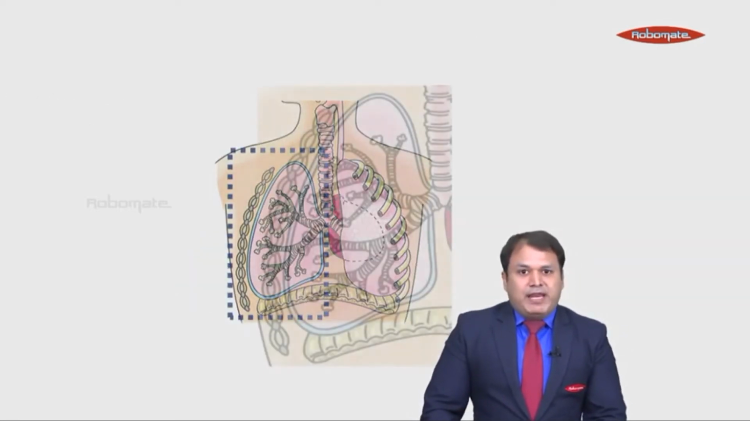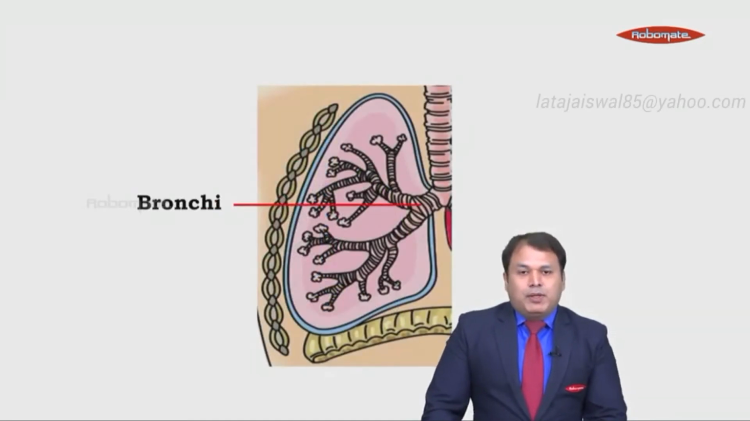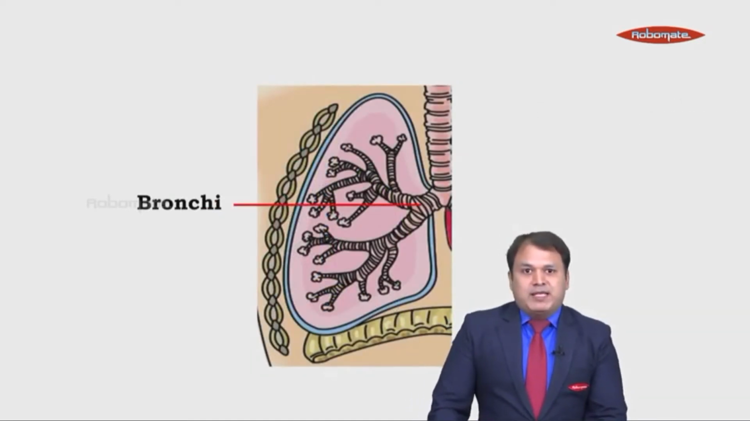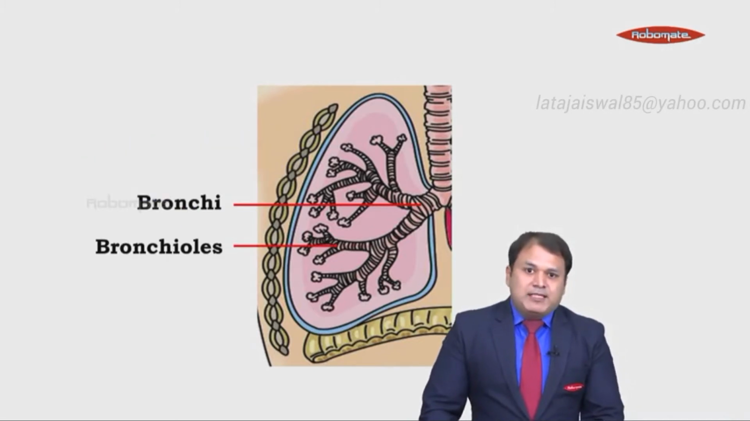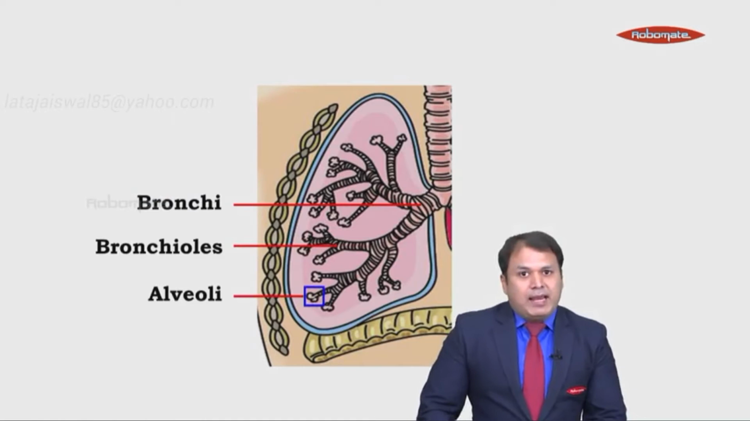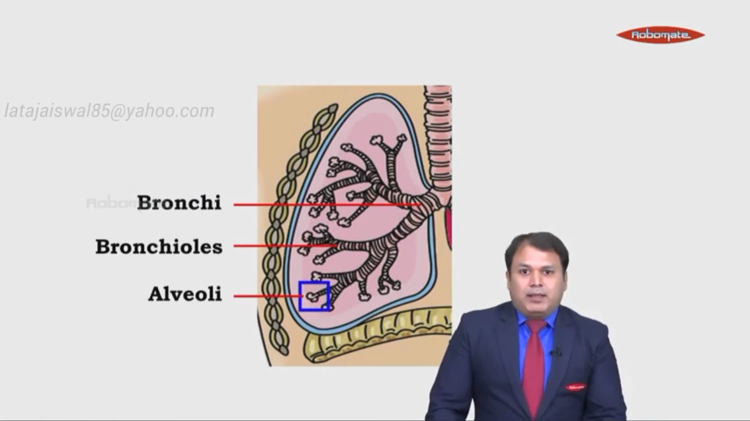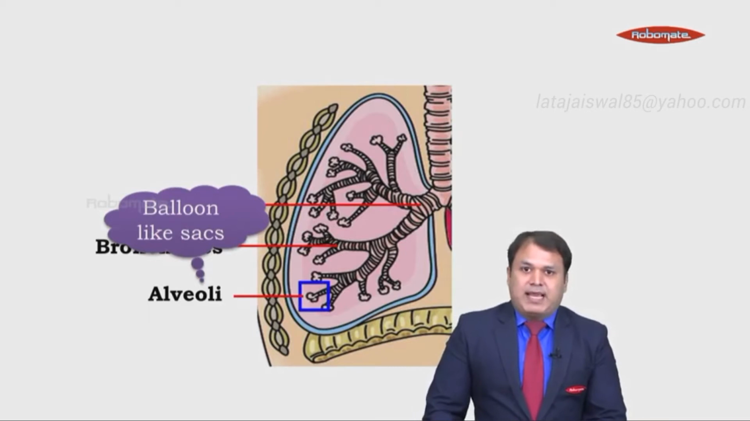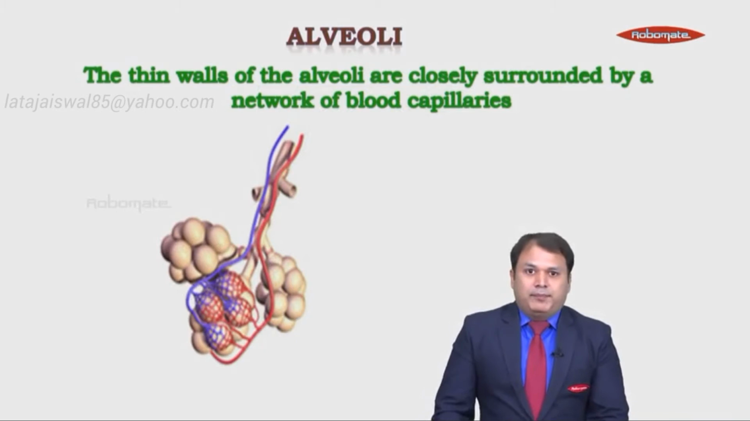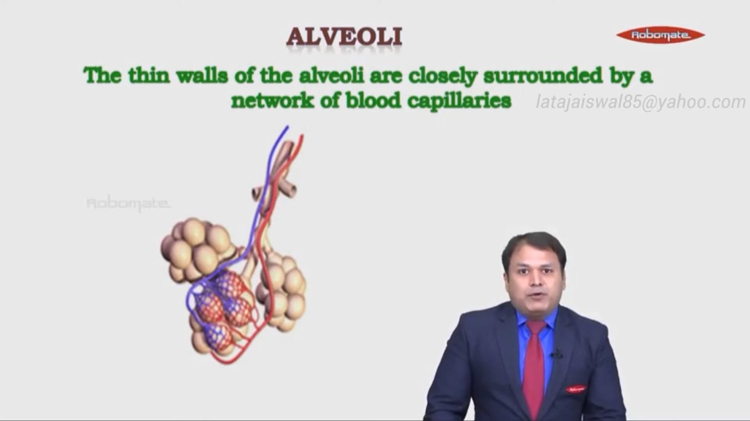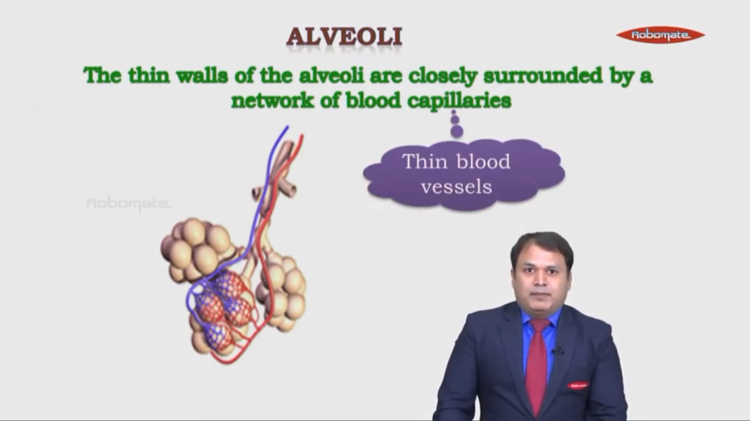Now let us understand one very important concept. As I told you, the branches of the windpipe are called bronchi, and the branches of the bronchi are called bronchioles. And these bronchioles terminate into alveoli, which are nothing but very tiny, small, balloon-like sacs. Students, these alveoli are very thin-walled, and the thin walls of the alveoli are closely surrounded by a network of blood capillaries. Blood capillaries are very thin blood vessels.